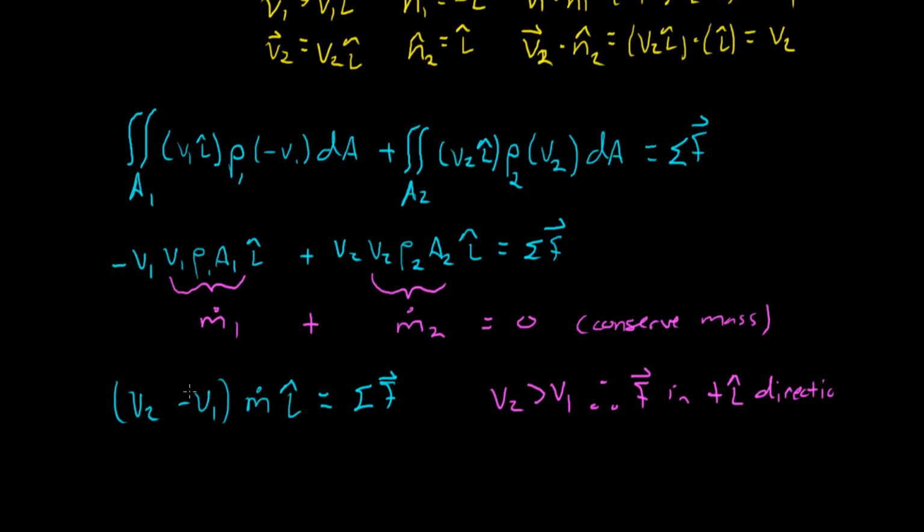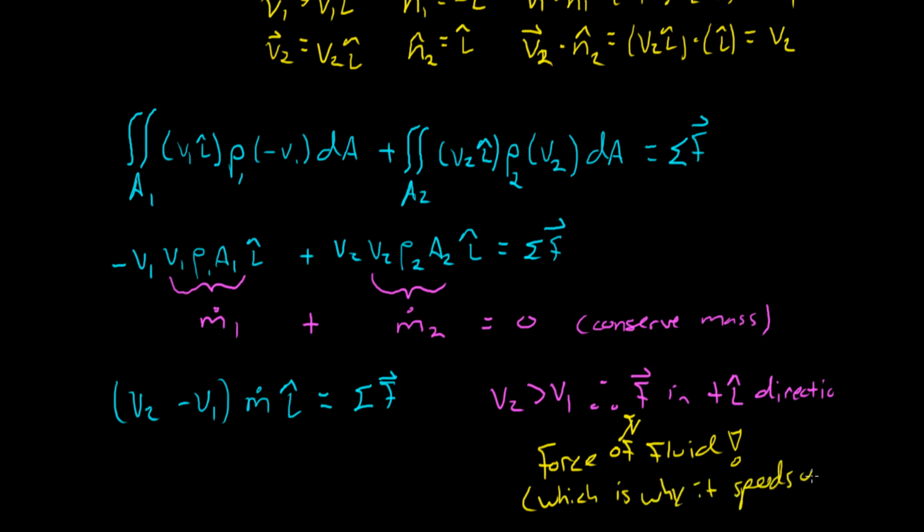But be careful. The force that comes out of this is the force on the fluid. So of course it's to the right. We said v2 is bigger than v1. How's that happen? Well, we pushed on it. So this is why it speeds up. Well, that's not what we're after. We're after the thrust, which is the force on the plane.